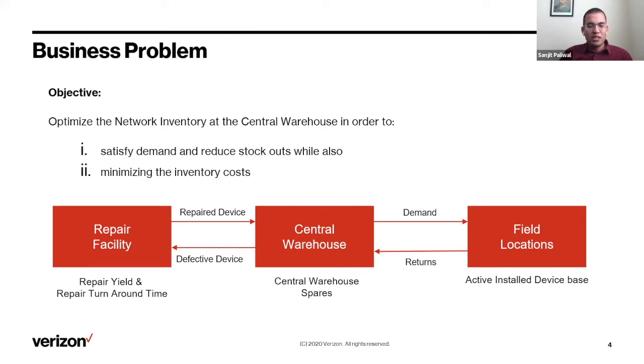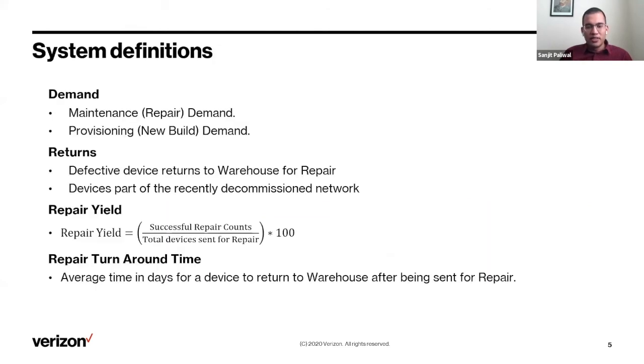And then if we look at the second cycle, that is the repair cycle, the defective devices are flowing from the central warehouse to the repair facility. And then what we see is the repaired devices coming back to the central warehouse from the repair facility. So this diagram shows the complete cyclical movement of devices within our system. And in the next slide, I'll go over the details of this.